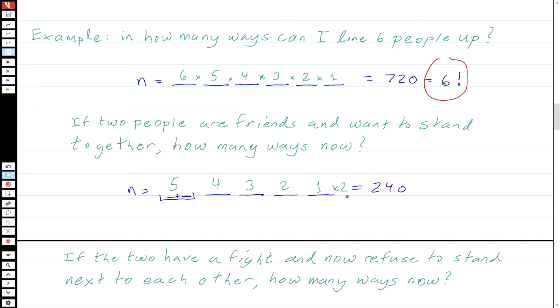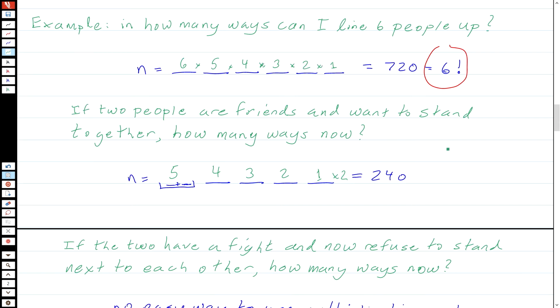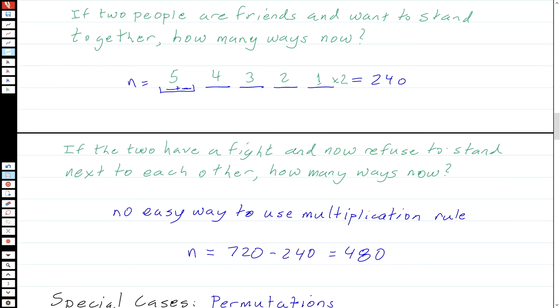And the thing we're missing is that those 2 people can stand either person 1, then person 2, or person 2, then person 1. So I want to multiply this whole thing by 2 for those 2 orientations of the 2 people. So that gives me 240 possible ways to stand the 6 people together when 2 people want to stick together.